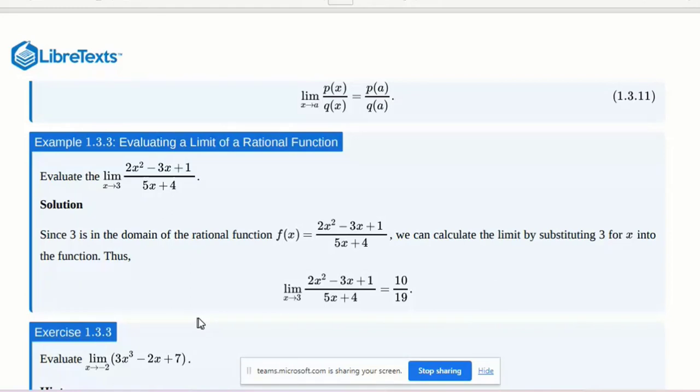People, are you still with me? Yes, sir, we are there. Yes, we're still with you. Yes, we are here. I just can see that it's a matter of substitution, substituting the limit to which it's approaching.